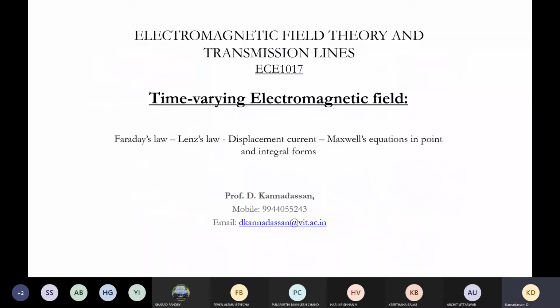In this class, we are going to discuss Faraday's law and Lenz's law. Obviously, it will come along with Faraday's law itself. In the next class, we are going to see the displacement current. Then we will go directly to Maxwell's equations just after that. Today we will discuss up to this. Tomorrow we will discuss the rest. This time varying magnetic field is a very small module. You can easily finish it in just 3 classes.